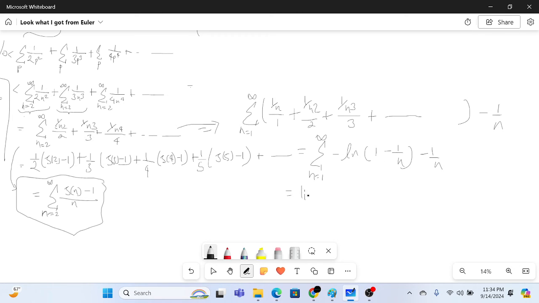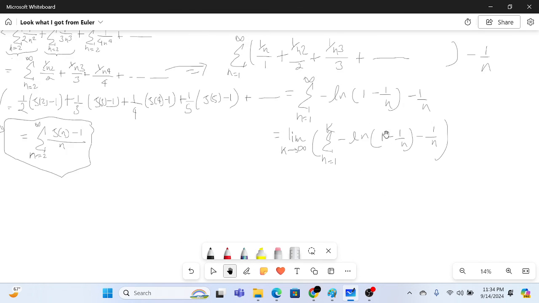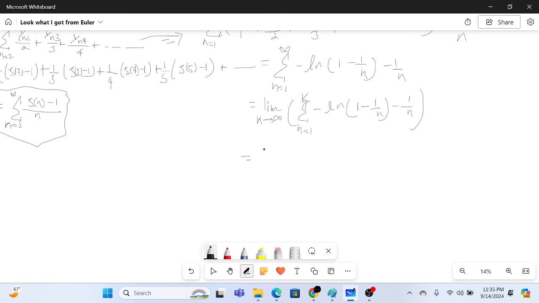And now we know that if we sum this up, let's say I want to take a limit as k goes to infinity, and then the sum from n equals 1 to k of minus ln of 1 minus 1 by n minus 1 by n. We have this thing, right? Because I have just changed this to a limit so that I can sum the telescoping sum over here. This is easier.